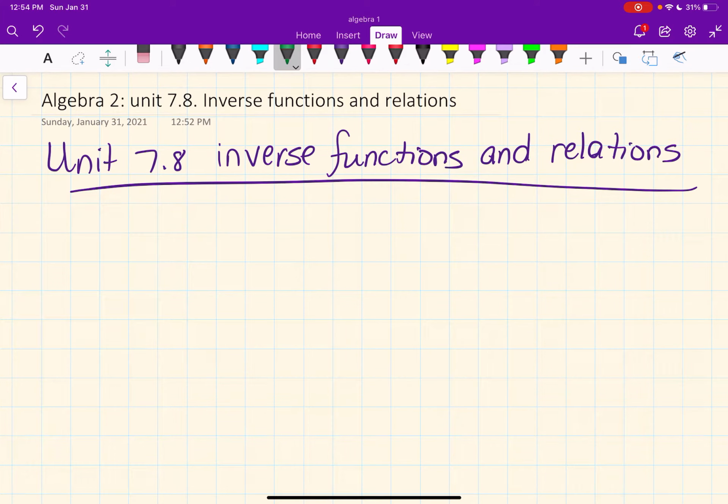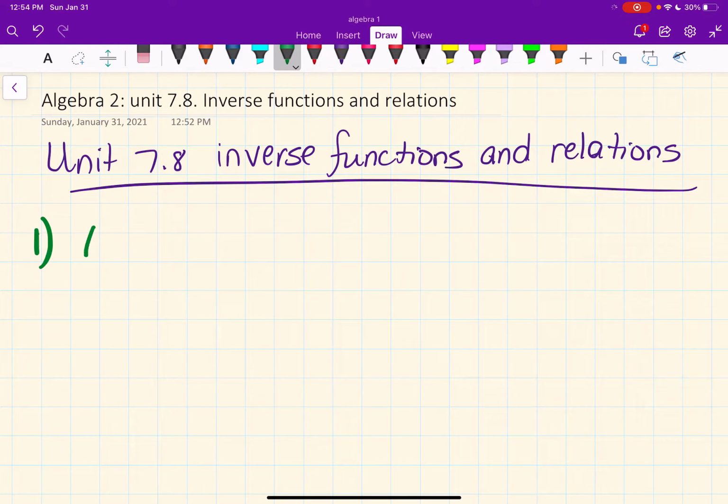Okay, 7.8, inverse functions and relations. I'm not even going to write this out. It says inverse relation: a set of ordered pairs obtained by switching the coordinates of the original ordered pair. That's how you get an inverse relationship. We've done this before. So let's look at number 1.